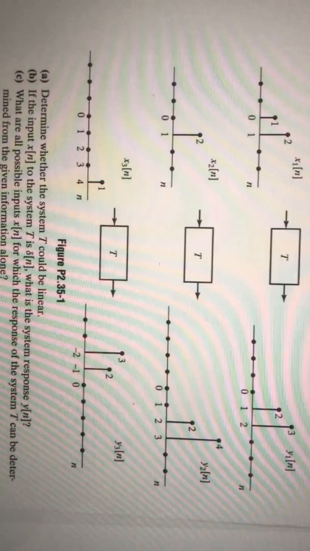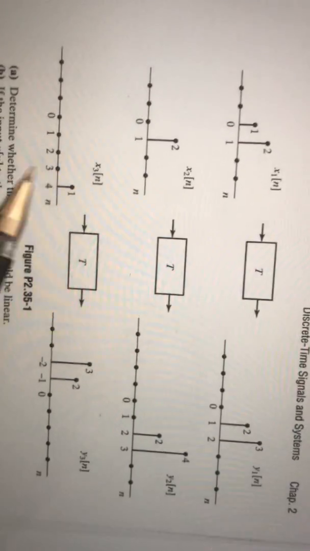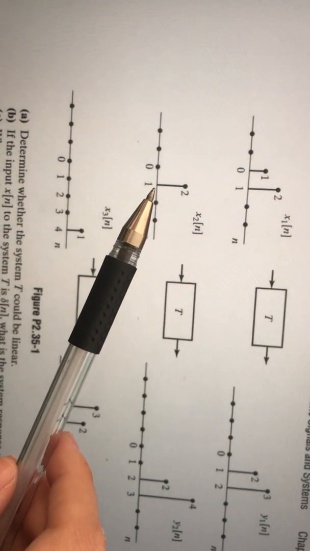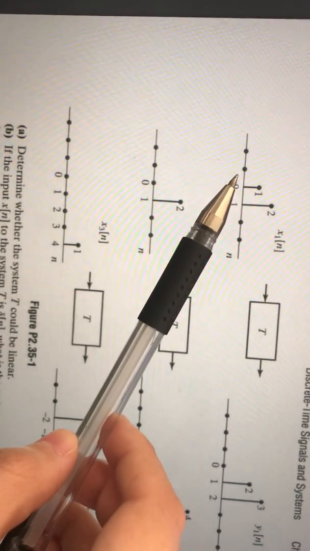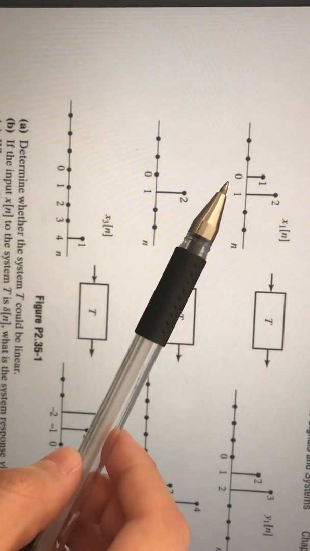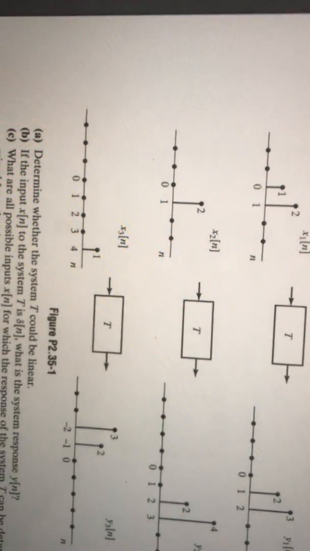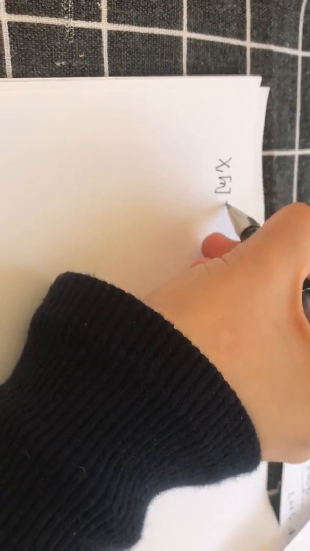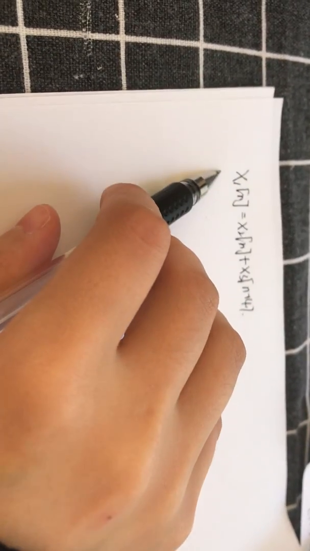In the first question, we're going to determine whether the system T could be linear. So just look at the input part of this graph. We could say that this input x2 is equal to input x1 and this part, which is basically a left shift version of this one with step 4. So we try to write the equation. We could find the correlation between these 3 inputs.